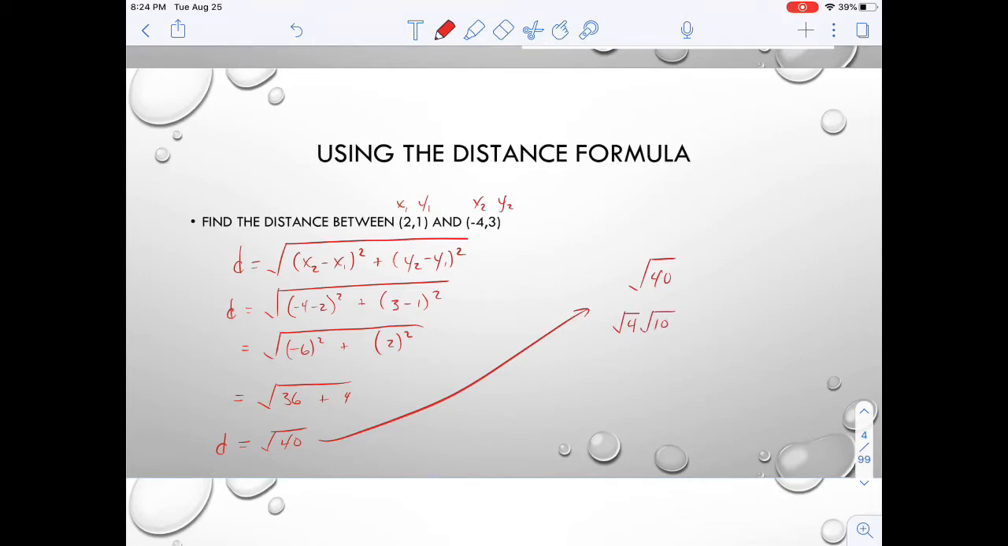4 times 10 gives me the 40. So the square root of 40 breaks down to square root of 4 times square root of 10. And the square root of 4 is 2. So I get 2 square roots of 10 as my exact answer. So if I'm looking for an exact answer, 2 square roots of 10 is what I am looking for here.